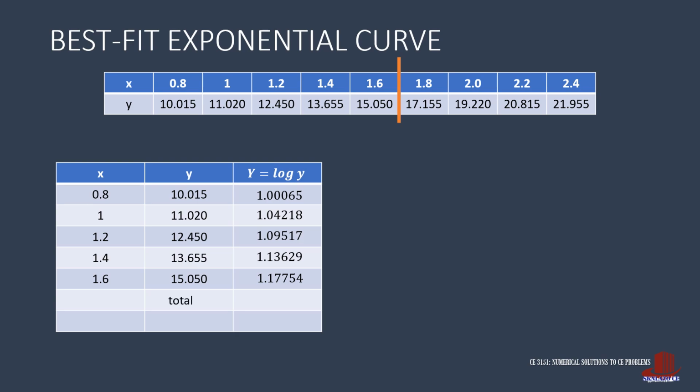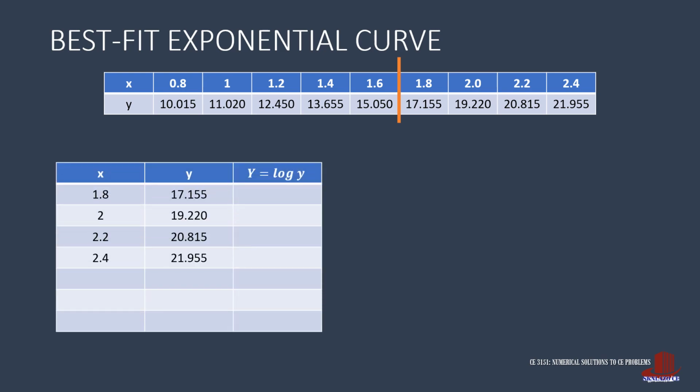Then take the total of x and capital Y. X is 0.8 plus 1 plus 1.2 plus 1.4 plus 1.6, which turns out as 6. And capital Y is 5.45083. Their average is taken by dividing the total by 5, giving x as 1.2 and y as 1.09017. These values provide the first equation of 1.09017 as equal to 1.2a plus b.